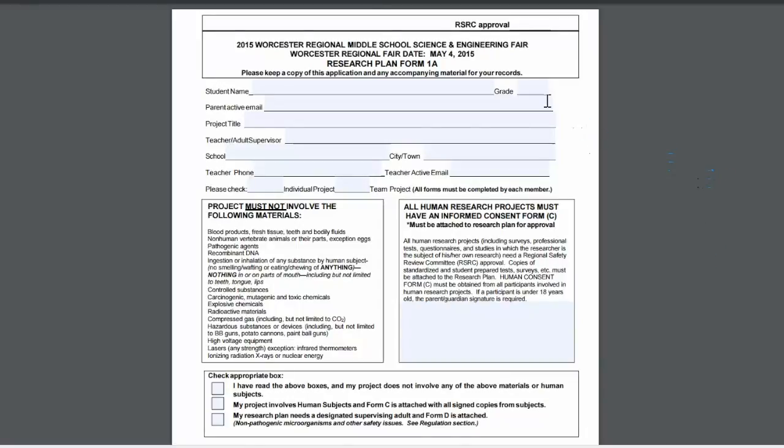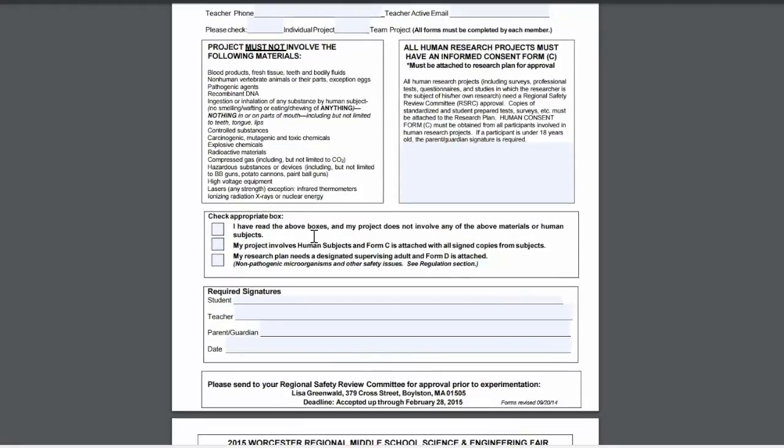When I click on those, you'll see that there's information to be entered at the top about the student, there's a parent email, and some teacher information. The project must not involve the following materials. Make sure to read this box and make sure that student projects do not involve any of these materials. If you need Form C, which is only for a project involving humans in any form, you can attach Form C to this research plan proposal.